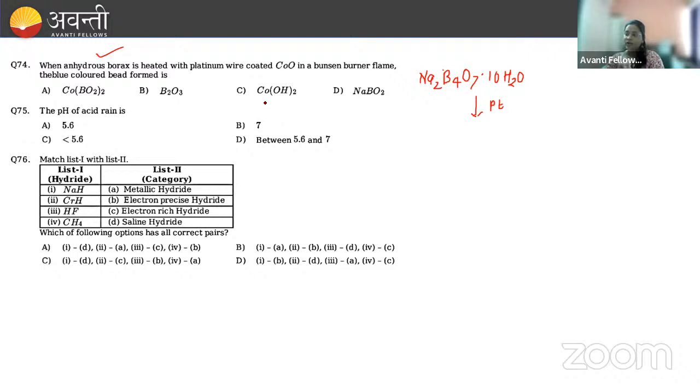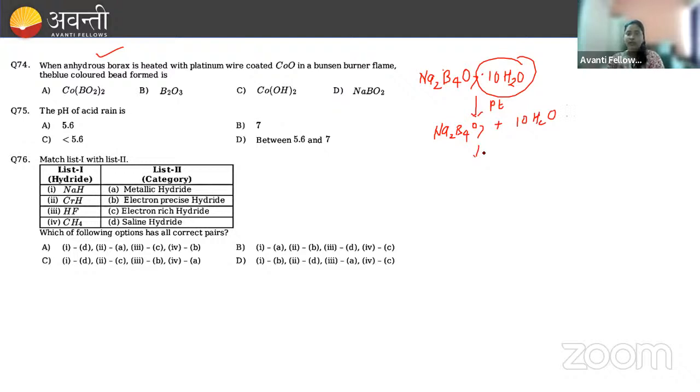Anhydrous borax means what? This H2O will not be present. So we will get Na2B4O7 plus 10H2O. This will be our product.